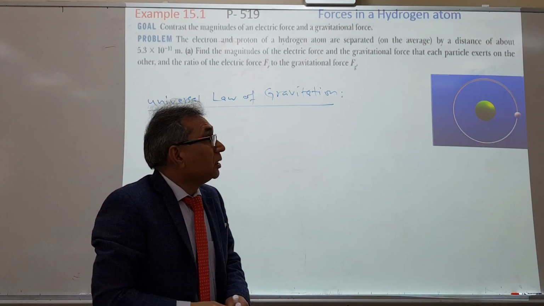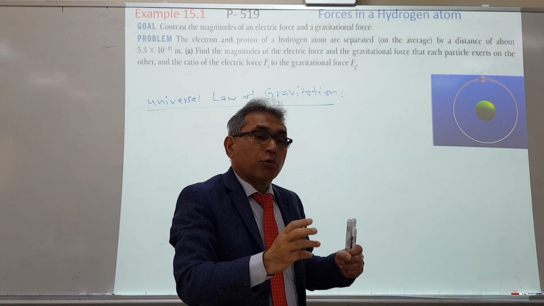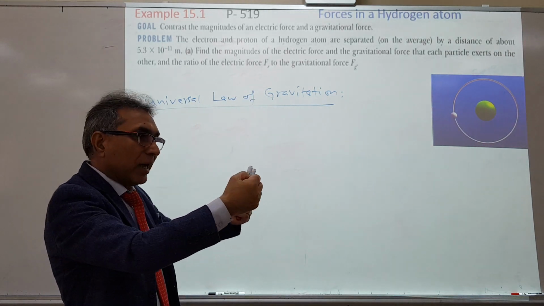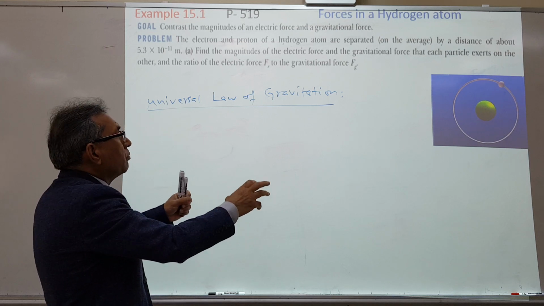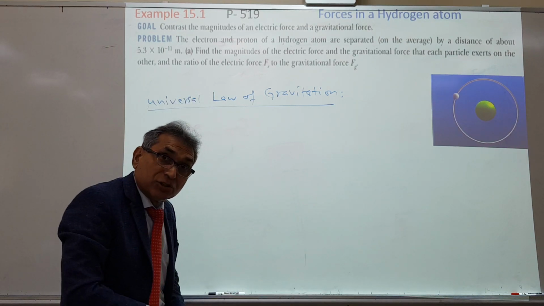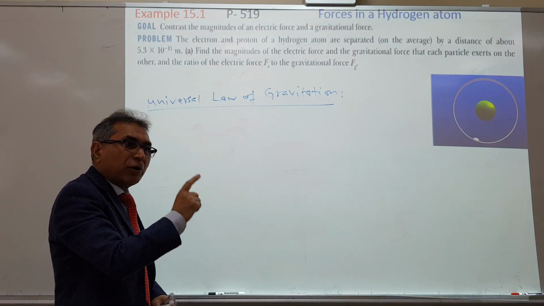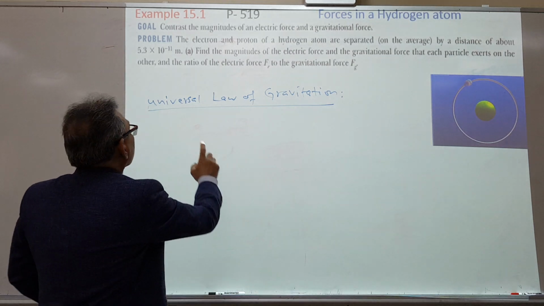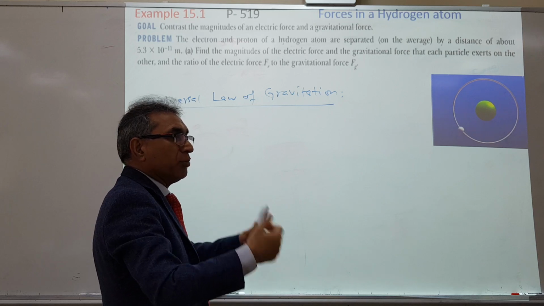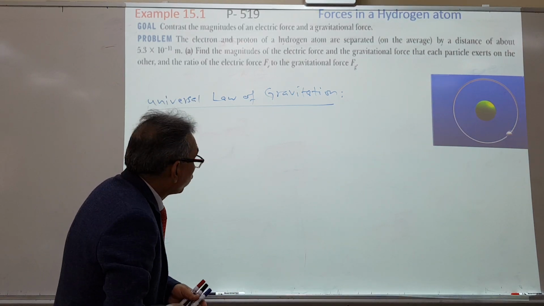As we have seen, Coulomb's law works for force of attraction or repulsion. When you have one positive and one negative charge, you have a force of attraction between the two charges. When you have both the same charges, like both positive or both negative, you have a force of repulsion between the charges. Coulomb's force can be attractive or repulsive, right? But the gravitational force between any two particles, any two objects, is always an attractive force.